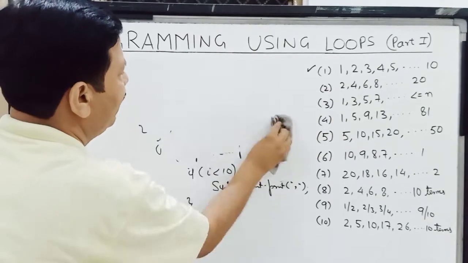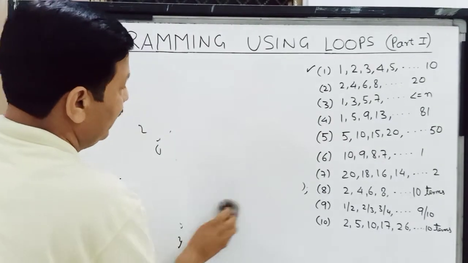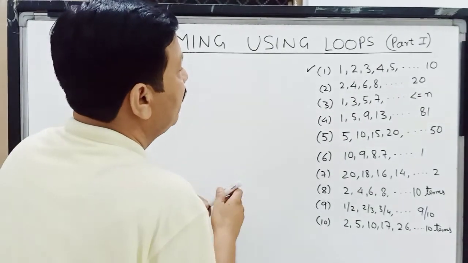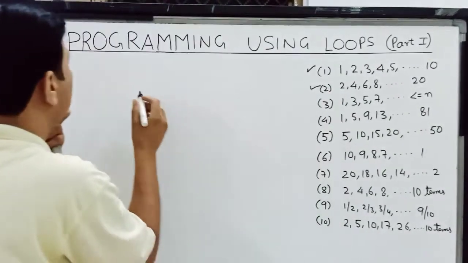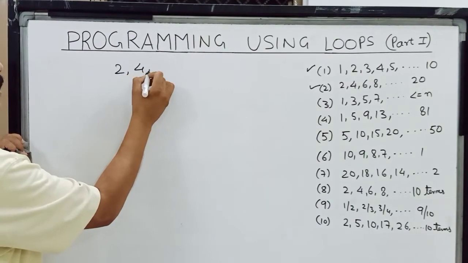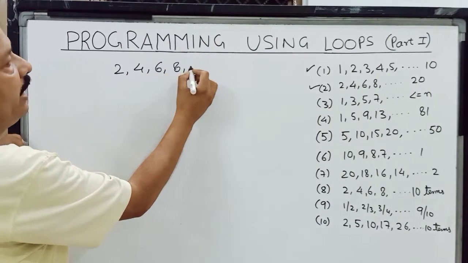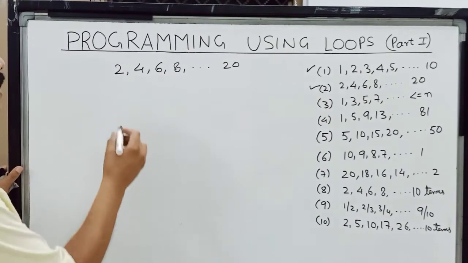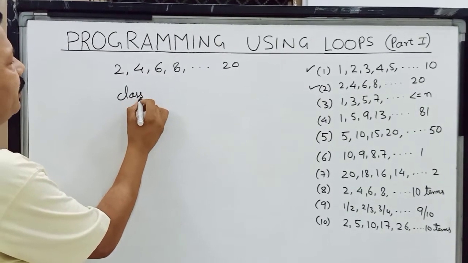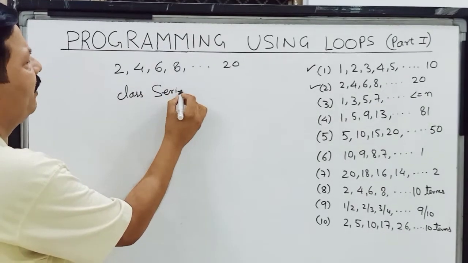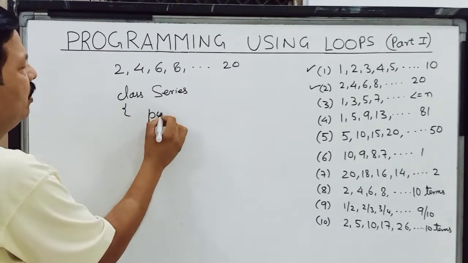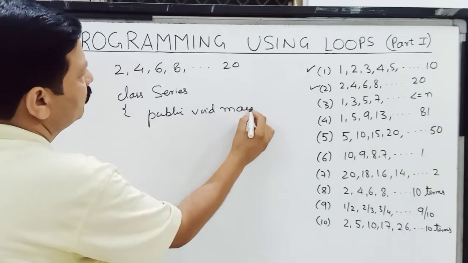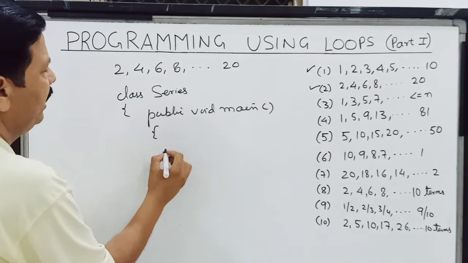The second one is to print the even numbers. It is printing 2, 4, 6, 8. This is the series now we are going to do. It is asking us to print 2, 4, 6, 8 and till 20. The same thing we apply over here. We write class. Again I am using the same name as series. Public void main. Don't have to input anything in this.